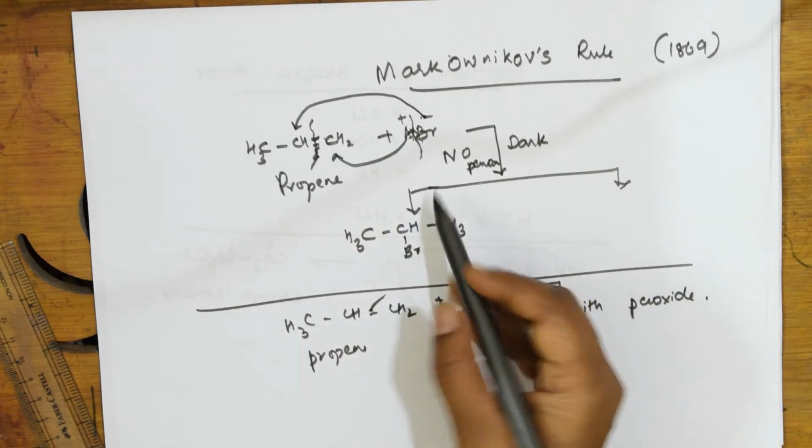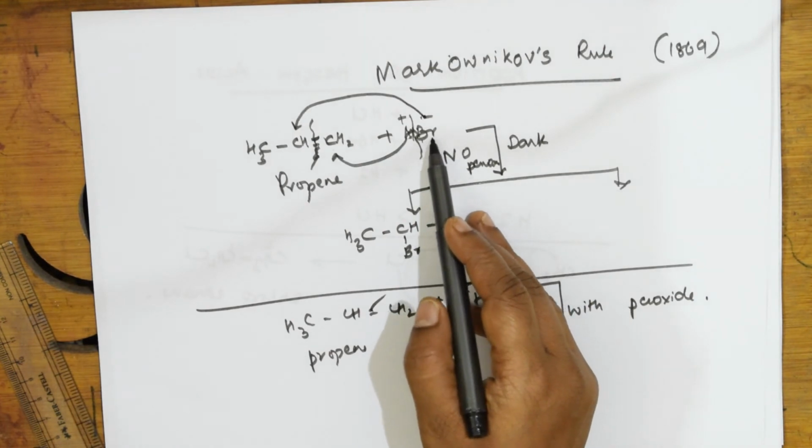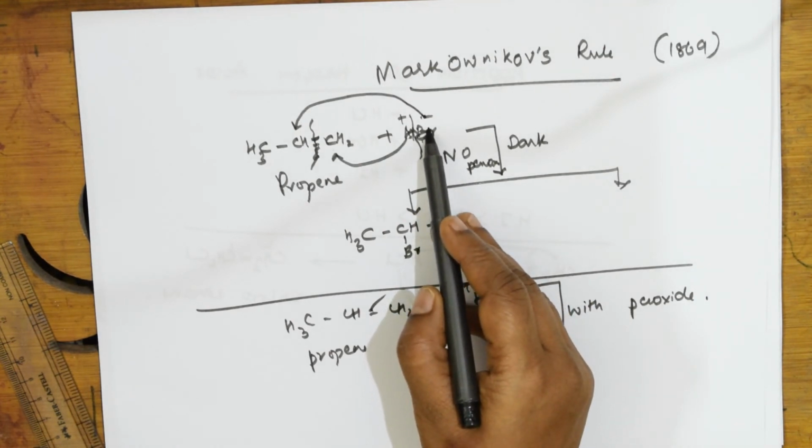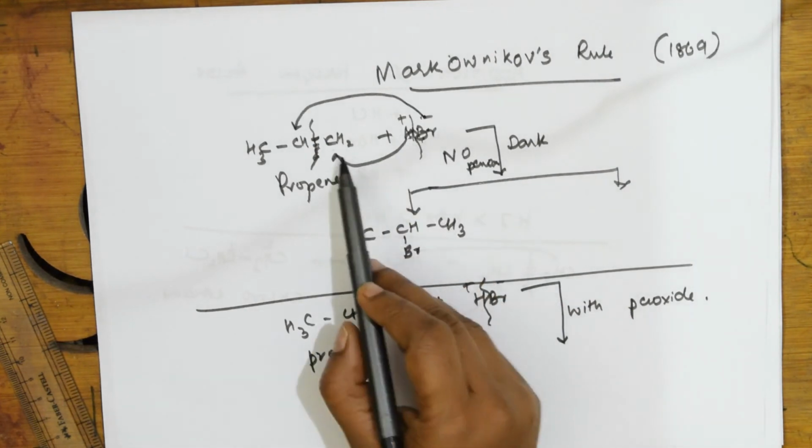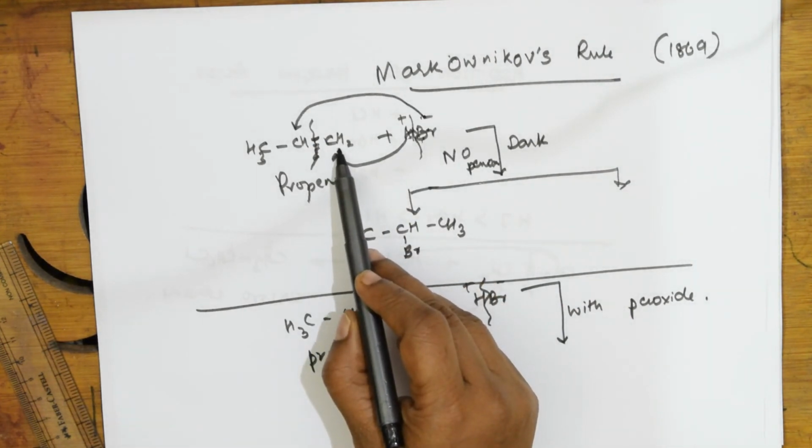And then one more. In the next case, this first case is over. In the next part, what will happen? The negative part goes and adds to the carbon having more hydrogens, this one.